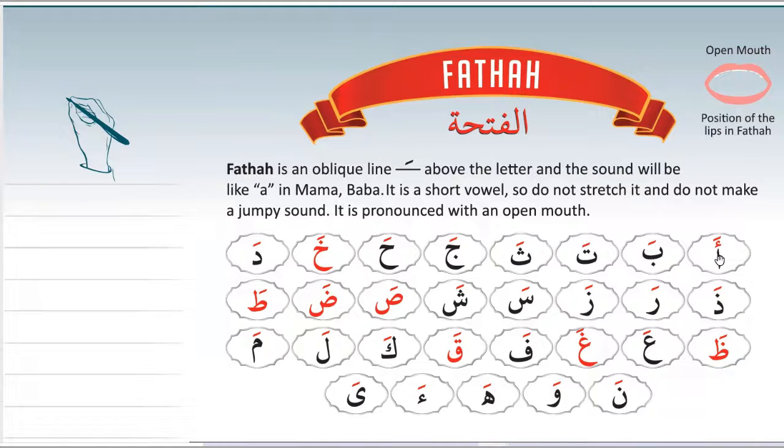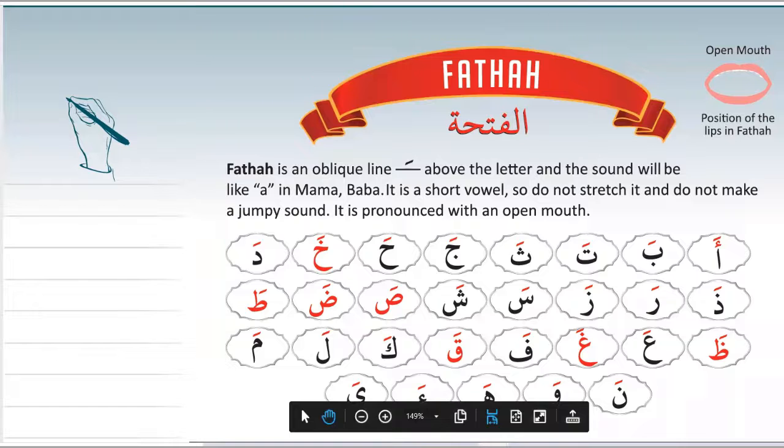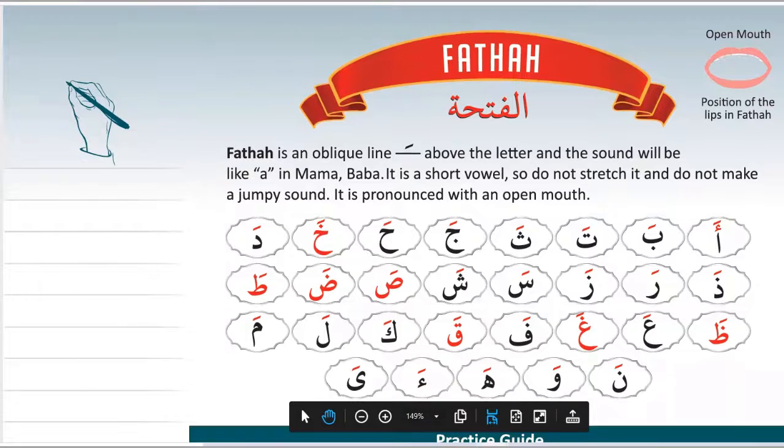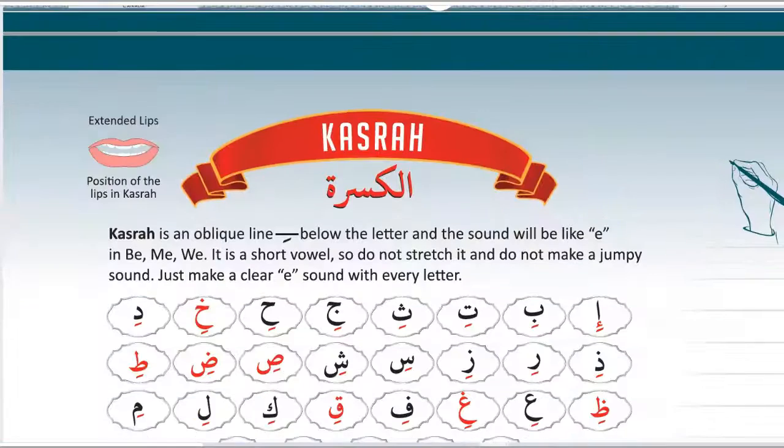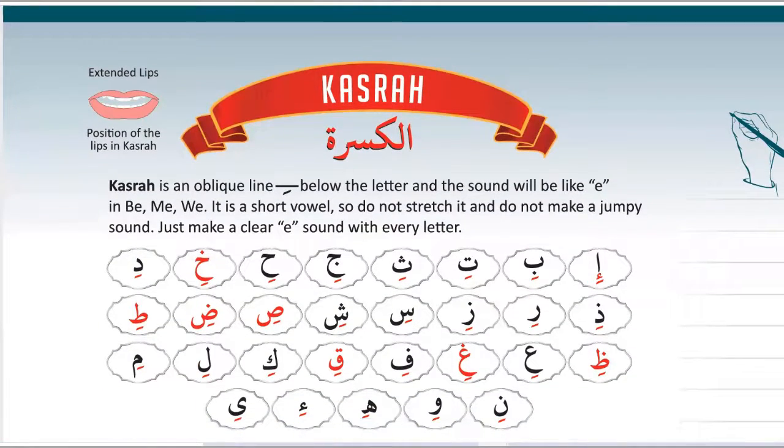And then you can see hamza fatha a, ba fatha ba, ta fatha ta, tha fatha tha, jim fatha ja, ha fatha ha, kha fatha kha, dal fatha da, right? So you can see that we have an "a" sound at the end while pronouncing the sign fatha, okay? So let's move on to the next vowel sound. This is called kasra, which you have learned in your last class.